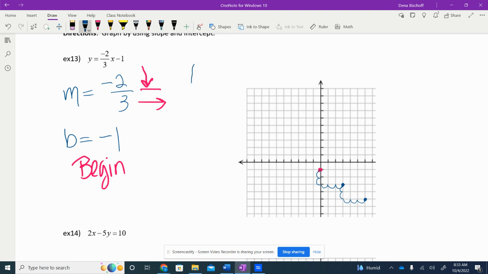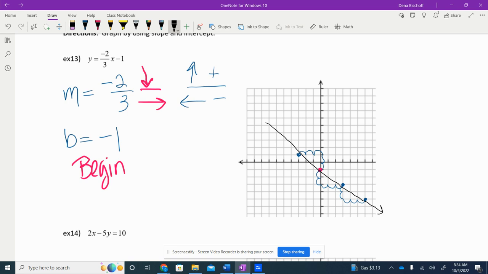Yeah, I could go up 2 and to the left 3, because that's positive over a negative, which is still going to give me negative slope. So from B, I'm going to go up 2 and then over 1, 2, 3. And now I have the 4 points that I desire to make a nice straight line.